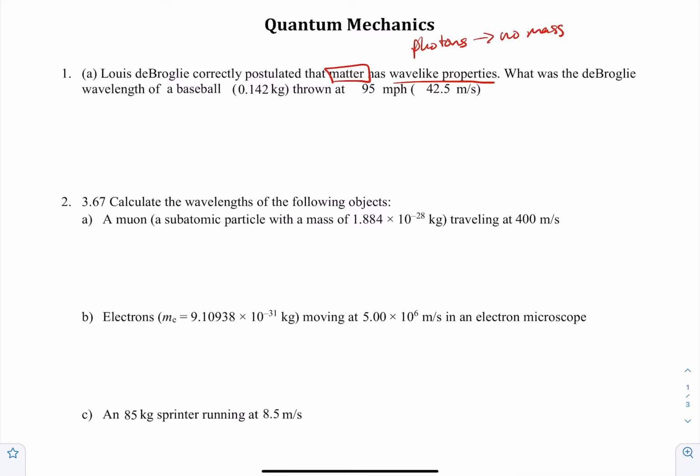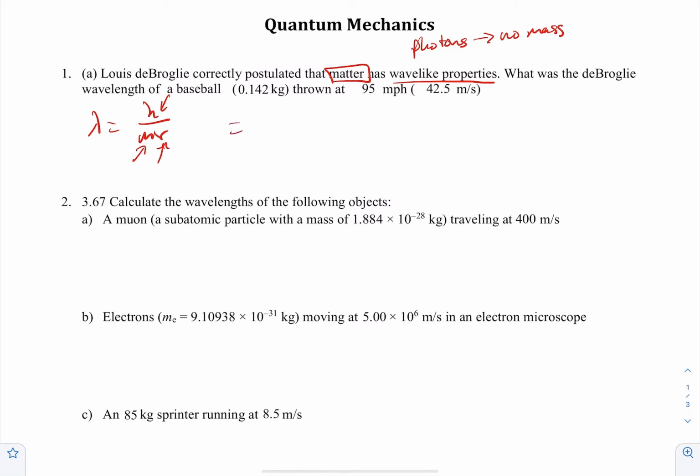Okay, so the difference here is that we're now talking about things that have mass, and that these objects are producing different wavelengths. Anything that has mass and is moving is going to have a de Broglie wavelength, and the way that we represent that mathematically is through the de Broglie equation that looks like this. This is Planck's constant divided by mass times velocity.